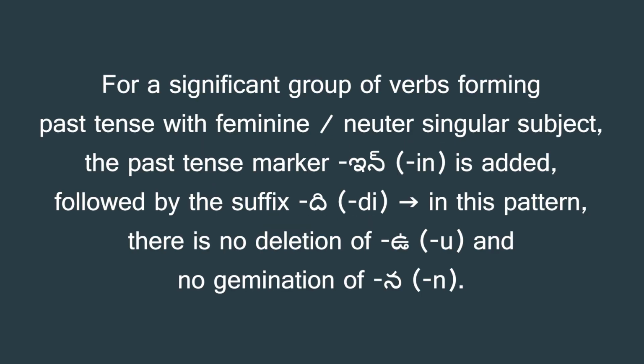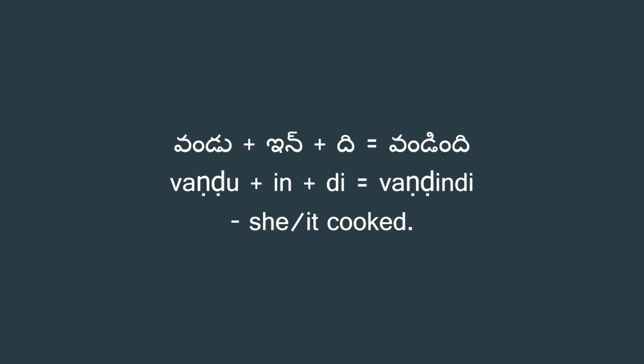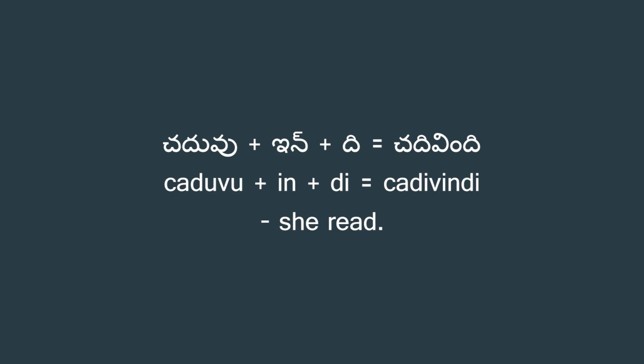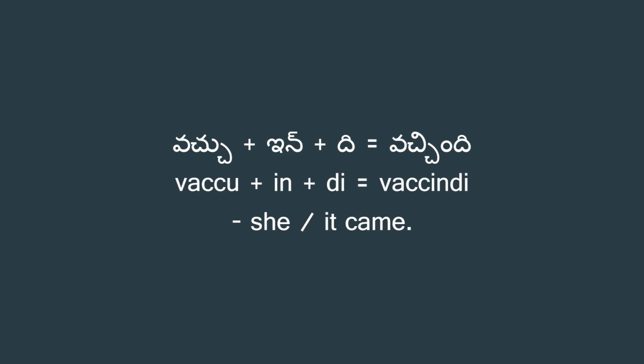For a significant group of verbs forming past tense with feminine or neuter singular subject, the past tense marker in is added followed by the suffix di. In this pattern, there is no deletion of u and no gemination of n. See the examples. Vandu plus in plus di, vandindi, which is to say, she or it cooked. Chadavu plus in plus di, chadivindi, she read. Vachu plus in plus di, vachindi, which is to say, she or it came.